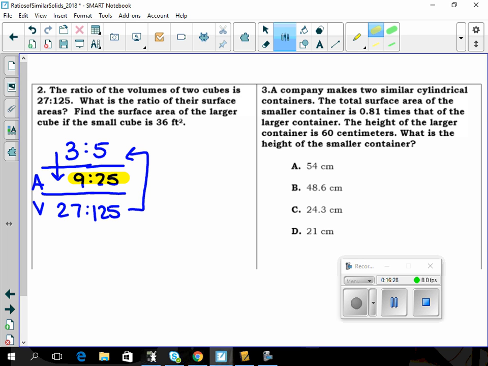Let's keep reading. Find the surface area of, I'm going to stop right there. Find the surface area. That means I'm going to use my surface area ratio to write a proportion. This is like step 2 of the problem. I'm going to find a new area. So I'm going to use the ratio of their areas. It says I want to find the ratio.